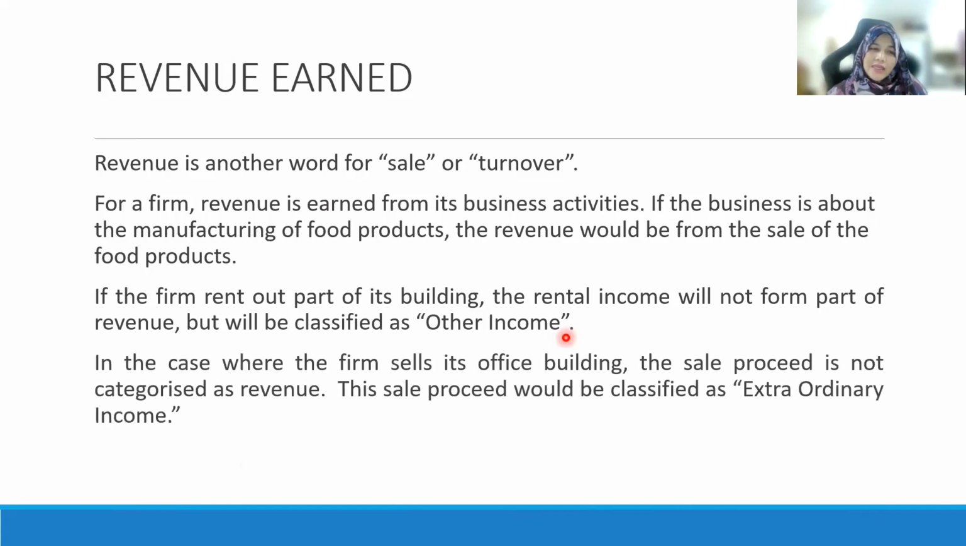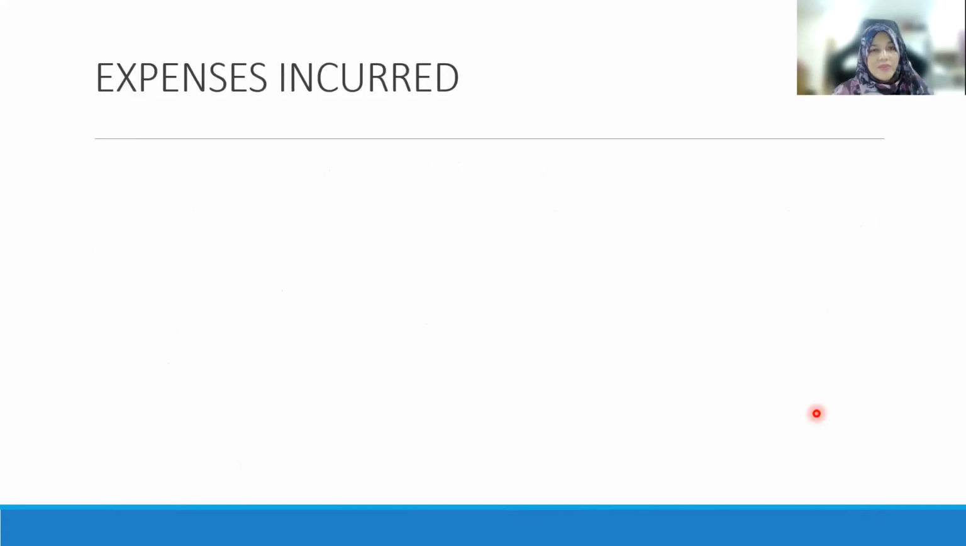And let's say in a very isolated case, usually companies sometimes will sell its building or sell its land or sell its factory or maybe its machinery, for example. So it rarely happens. Usually if it happened, the sale proceed is not categorized as revenue because it is not recurring, and it is not classified as other income as well. It will be classified as extraordinary income because those transactions are not happening on regular basis.